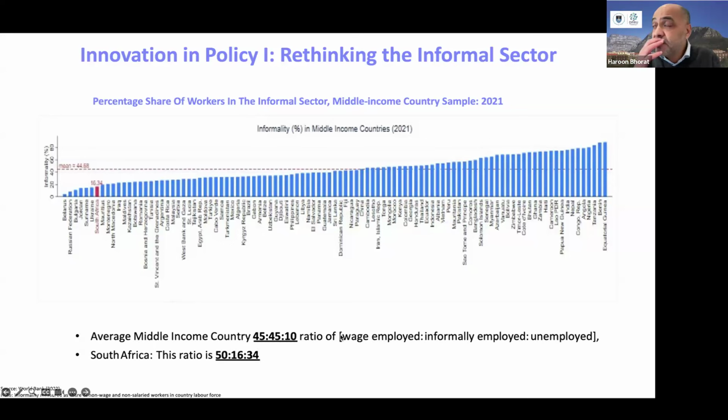If you take 100 people in that labor market, 45 are sitting in wage employment, earning wages, 45 are actually in the informal sector, and 10 are in unemployment. So what about South Africa? These are all middle-income countries. They're like us, right? South Africa's wage employment is not the challenge. We have 50 out of 100 people in wage employment. That's South Africa's number there, 50. Here's the problem. We've got only 16 people in the informal sector compared to 34, therefore, in unemployment.